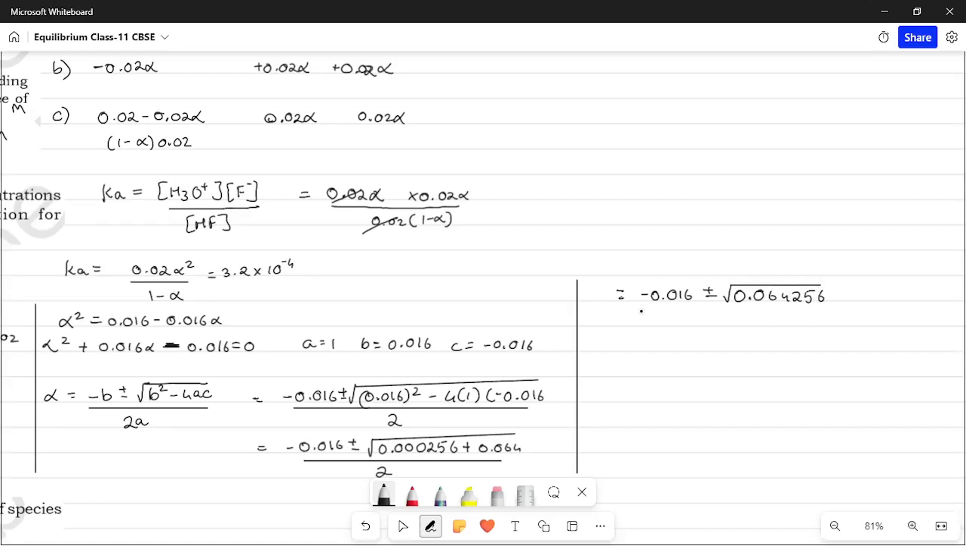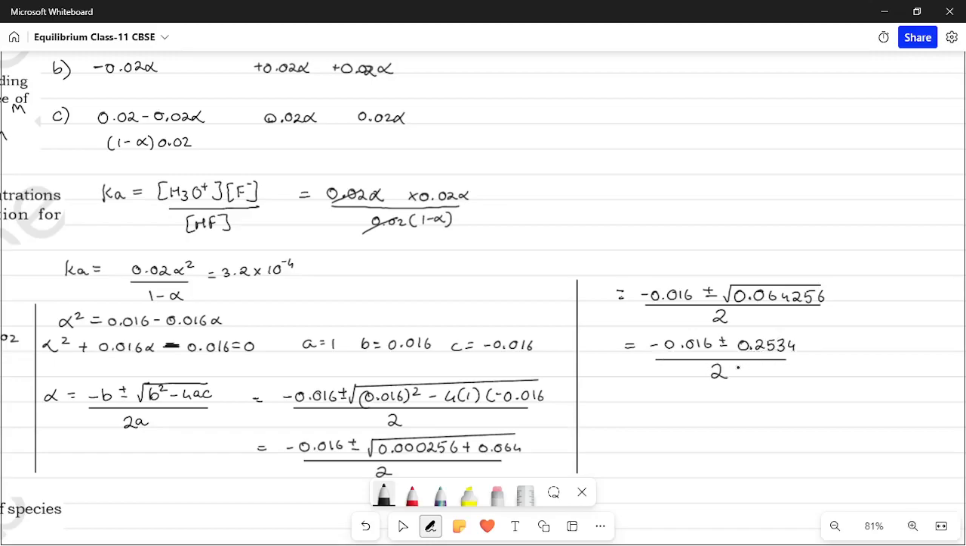So root over that number is 0.2534. So this whole divided by 2.